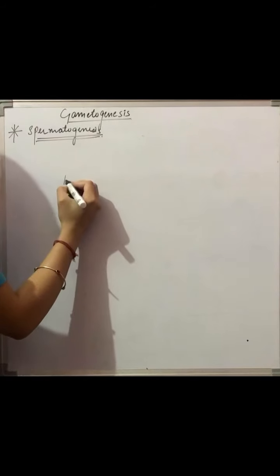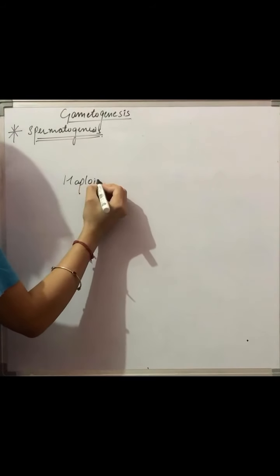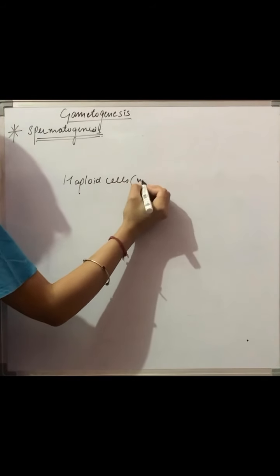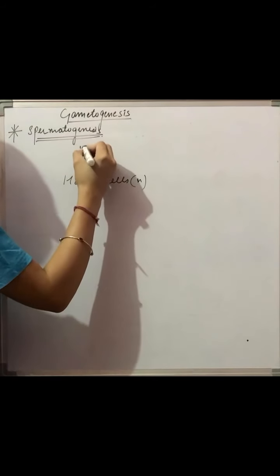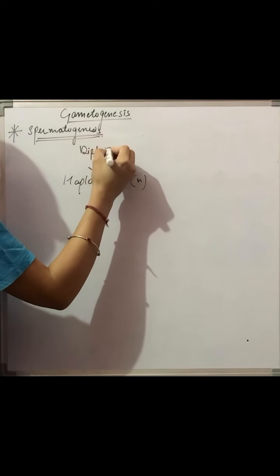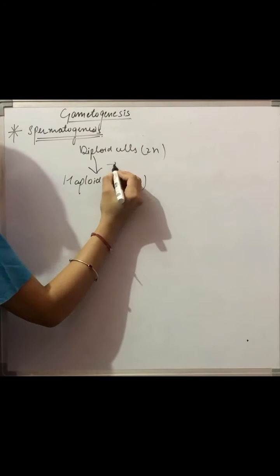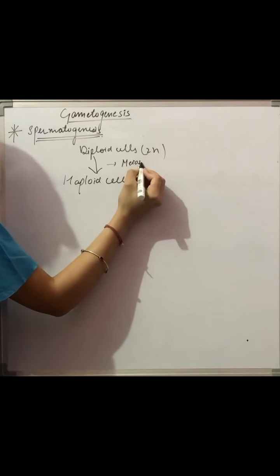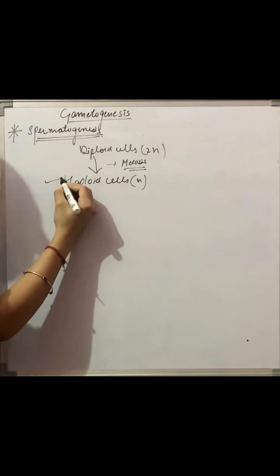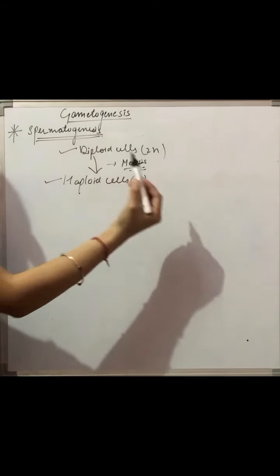First of all, what is gametogenesis? Gametogenesis is the formation of haploid cells, letter N, from diploid cells, letter 2N, by the process of meiosis. The formation of haploid cells from the diploid cells by the process of meiosis is called gametogenesis.